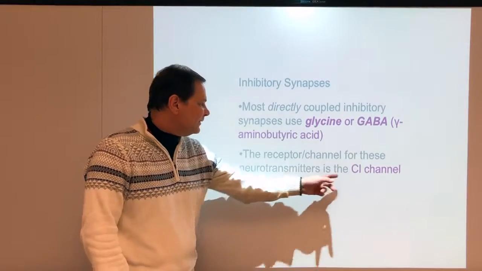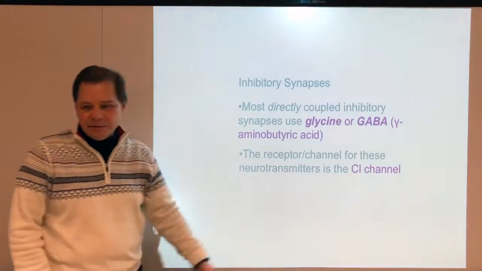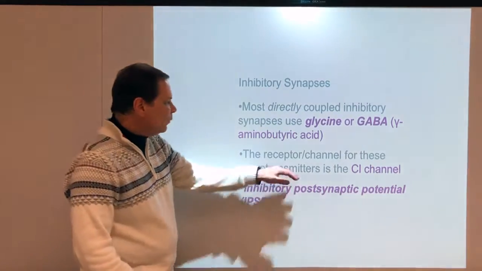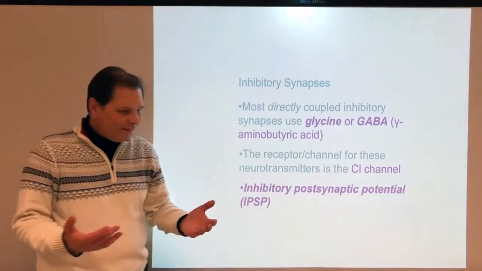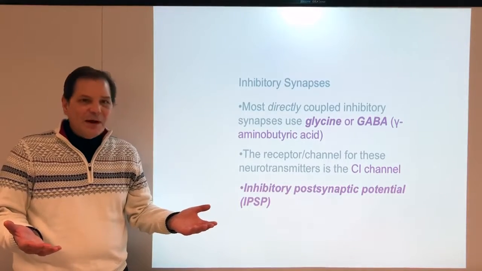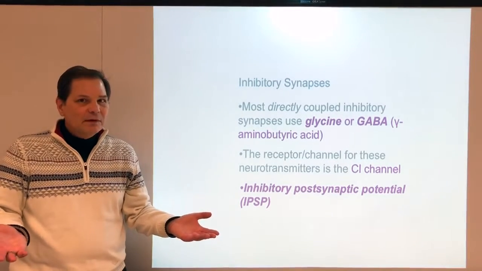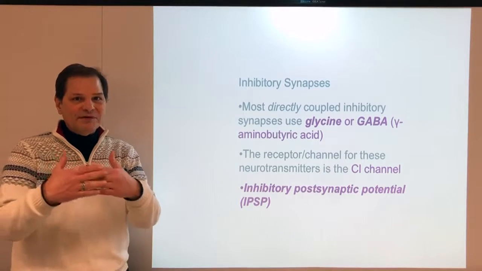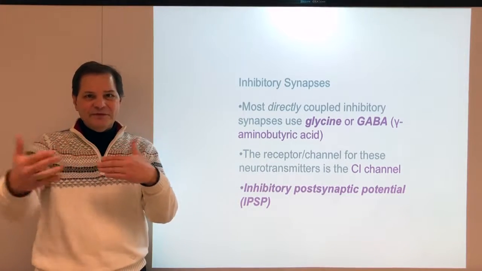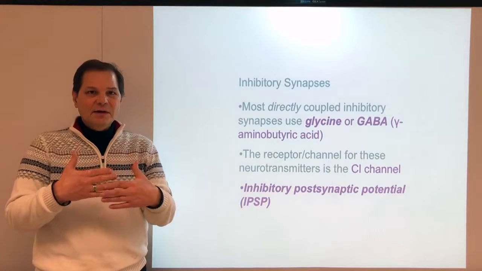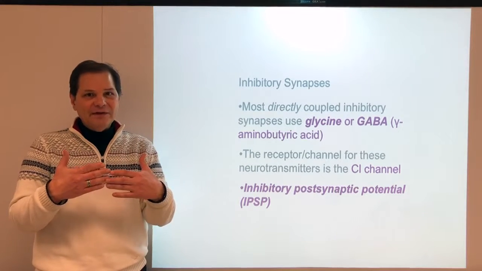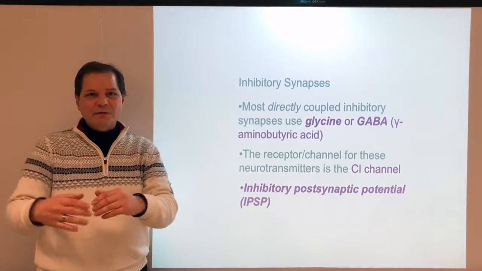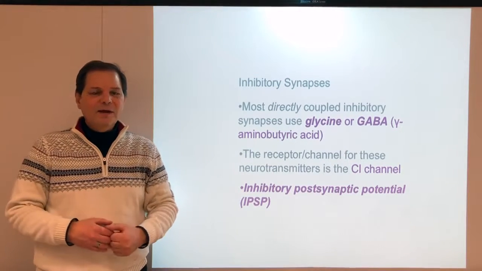Receptor/channel for these neurotransmitters is the chloride channel, okay? So the reason why this works, as you guys know now, chloride isn't actively transported. So it kind of flows with the membrane voltage. If the membrane voltage is more positive, chloride will accumulate in the cell because it's attracted to the positive charge. If it's more negative, let's say at rest, then there'll be less chloride because the negative charge is pushing the chloride away and keeping it out, okay?